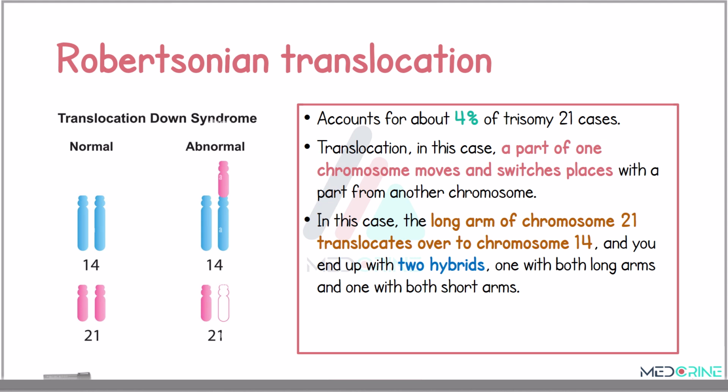In this case, a long arm of chromosome 21 translocates over to chromosome 14 and you end up having 2 hybrids, one with both long arms and one with both short arms. The one with short arms just carries a little bit of non-essential genetic information and typically is lost by the end of the meiosis process.